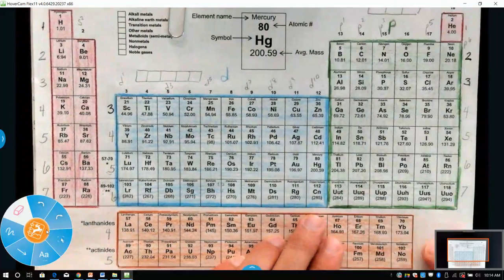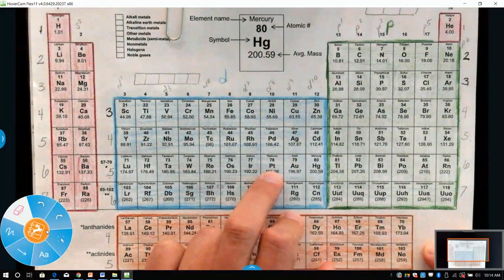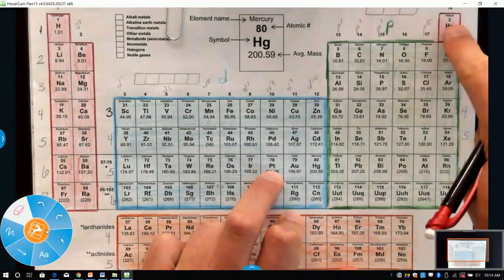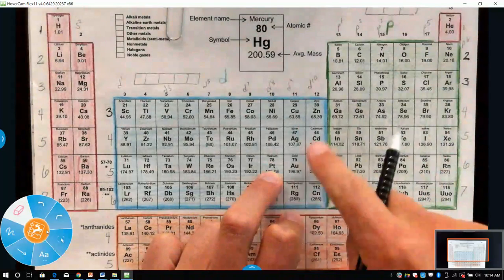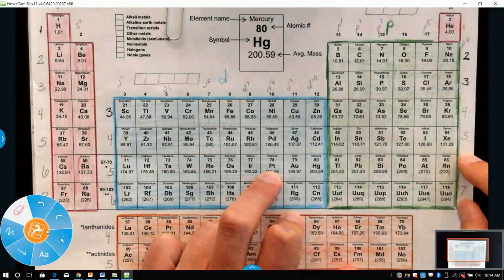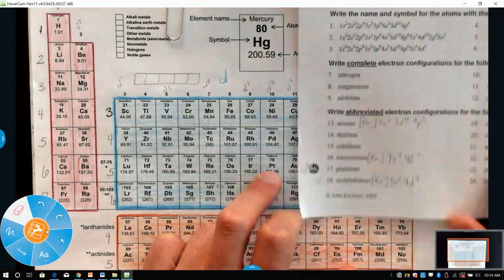So I know that I'm finishing there at 5d8. The next thing I have to do is figure out what noble gas comes before it. Noble gases are over here. So what noble gas comes before 78? Xenon, Xe. So that's what we're going to start with.